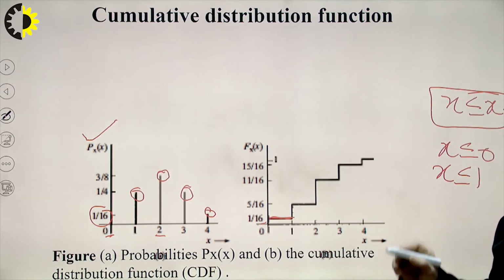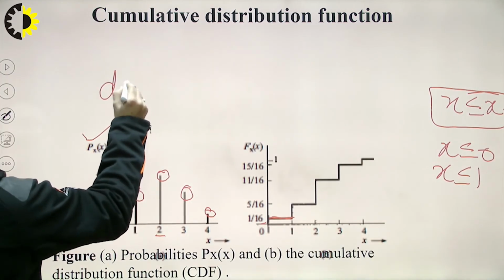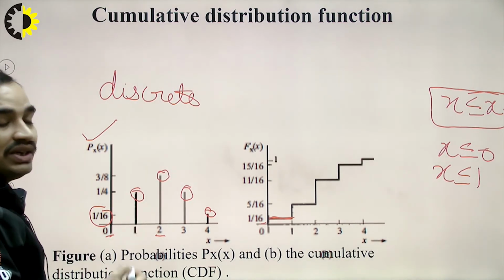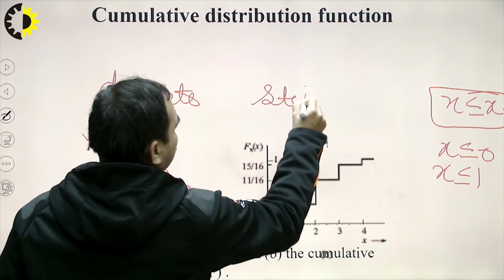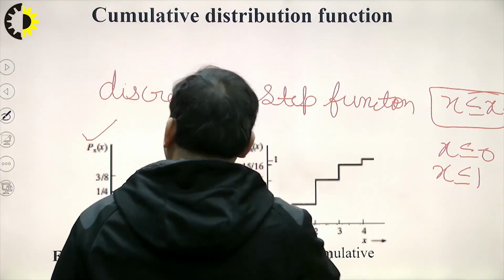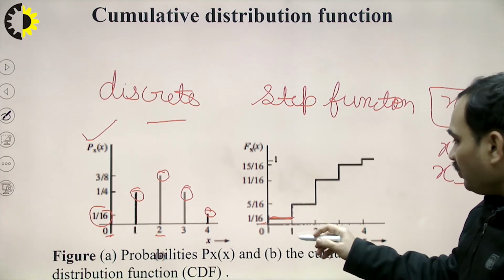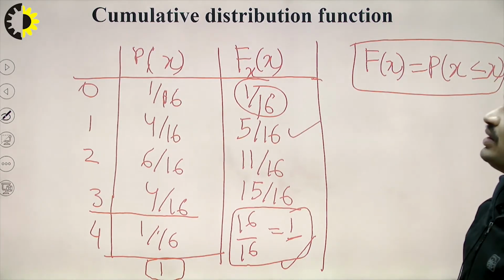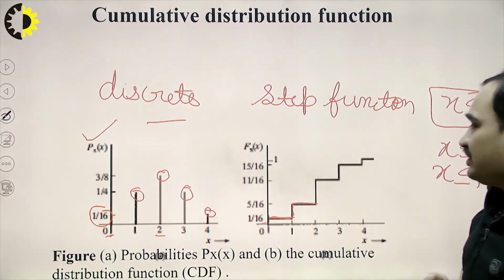So we can see here this probability is discrete in nature for a discrete experiment, and the cumulative distribution function is a stepwise function, a step function we can see. So we have the step function and we have the probability as a discrete function. For the 1 to 2 duration, what is the probability? In our earlier slides we have calculated it as 5 by 16. So it is represented by 5 by 16.